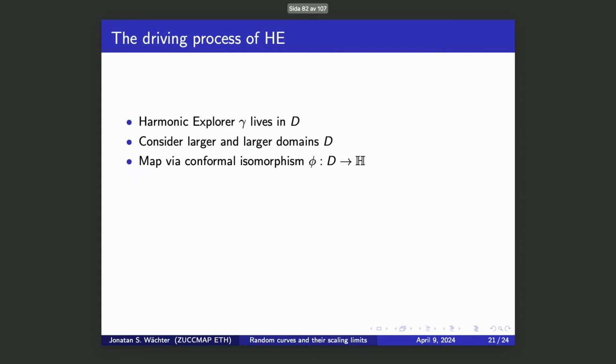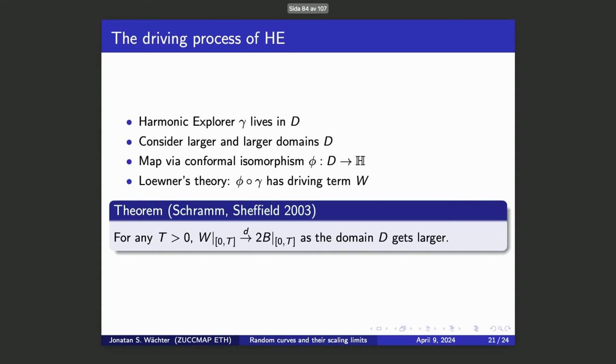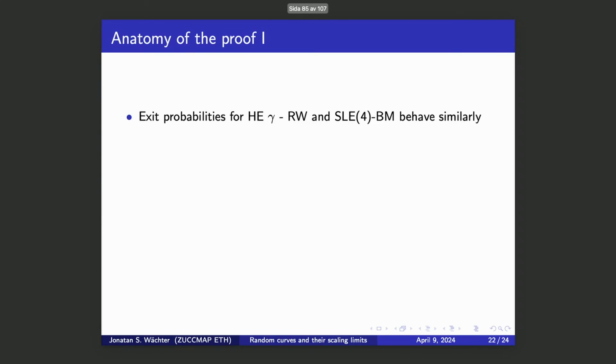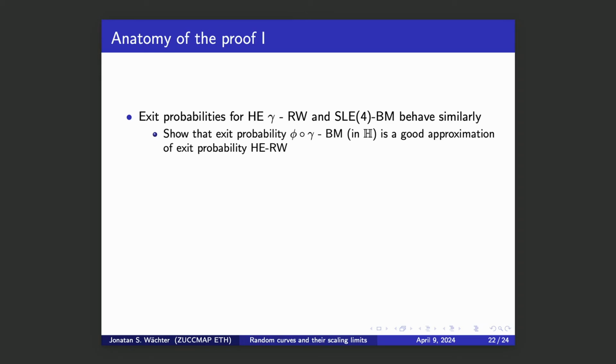And so the Harmonic Explorer lives in some domain. We consider making this domain larger and larger, then map it to the upper half plane. And then this mapped Harmonic Explorer curve is going to have a driving term according to Loewner's theory. And so there is this qualitative similarity between the exit probabilities that we're going to try to exploit.